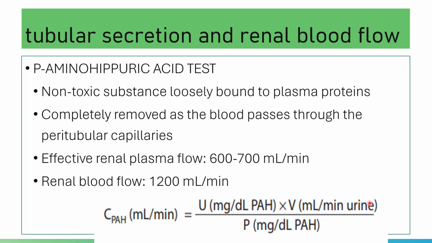This is the formula utilized in your para-aminohippuric acid test. Again, the principle is the same as the GFR. The only difference is that you're not going to filter, you're going to secrete.